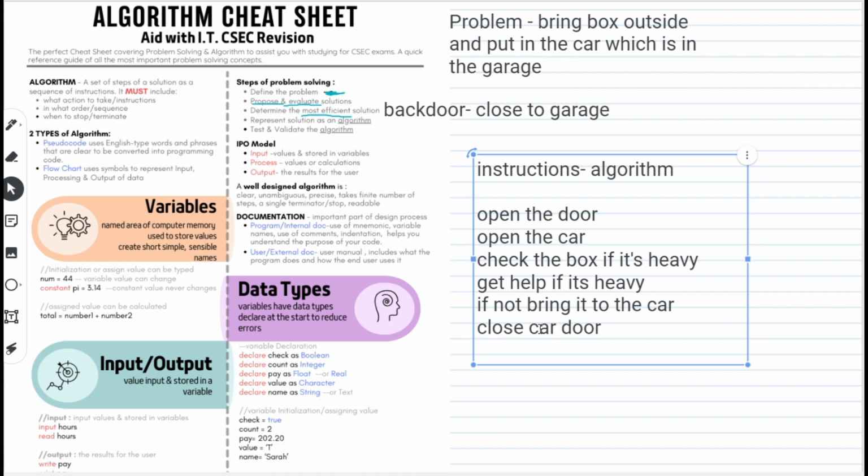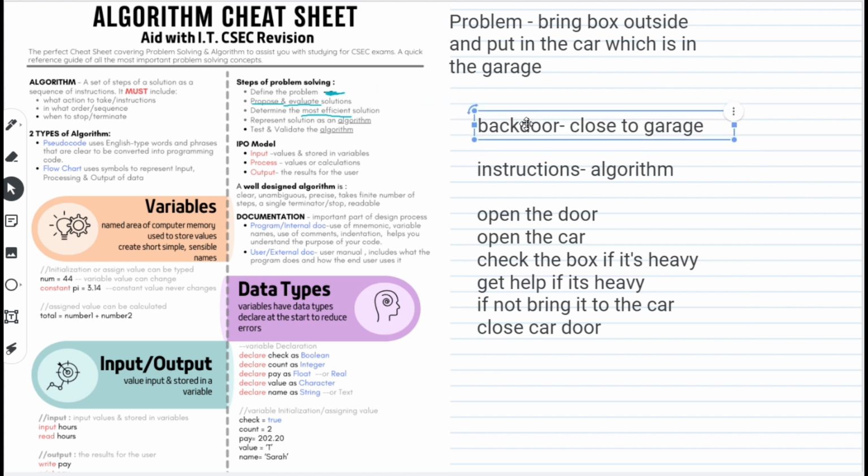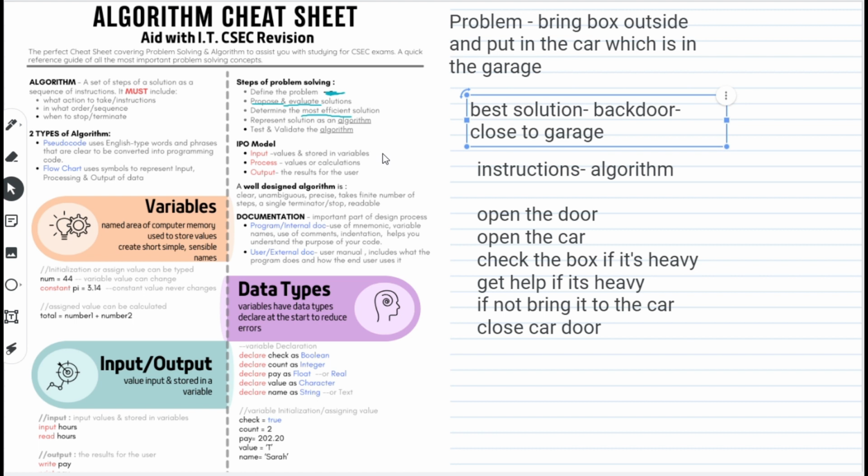And during evaluation, you will now determine what is the most efficient solution. What is the best solution? Out of all of the solutions you've thought about, what is the best solution? Once you've identified the best solution, the next thing you're going to do is represent that solution as an algorithm. Write it as an algorithm, right? And we've done those 4 steps, right?